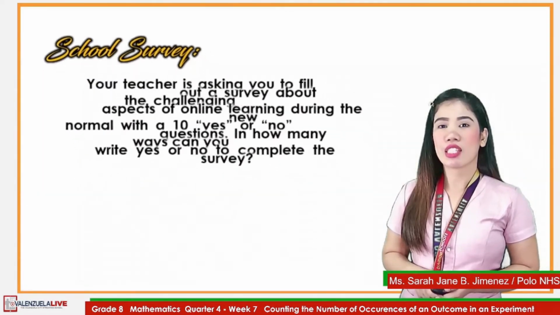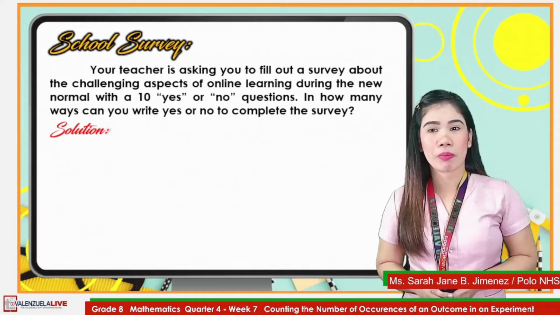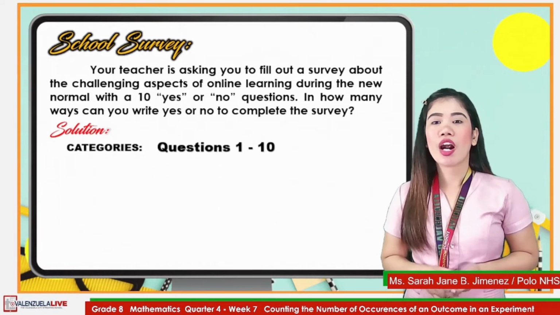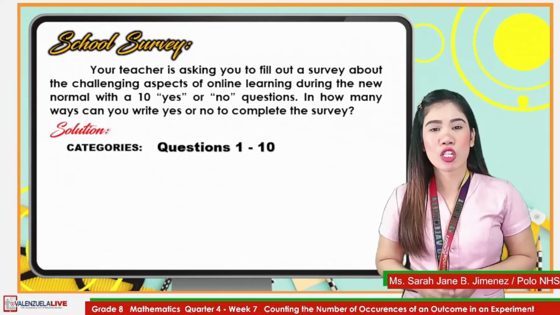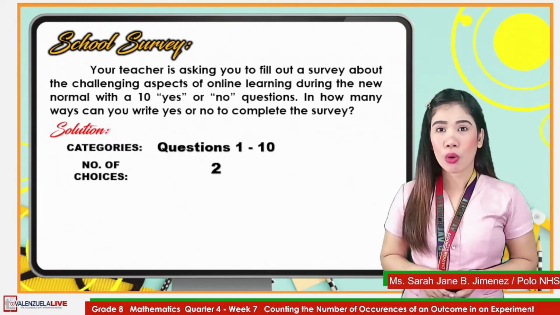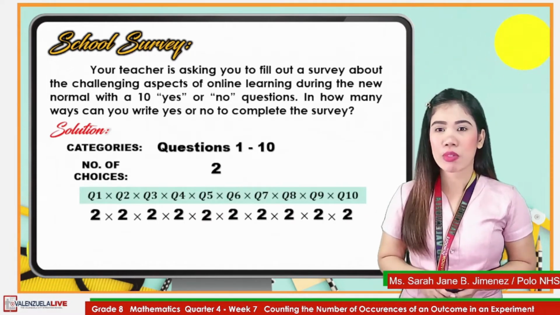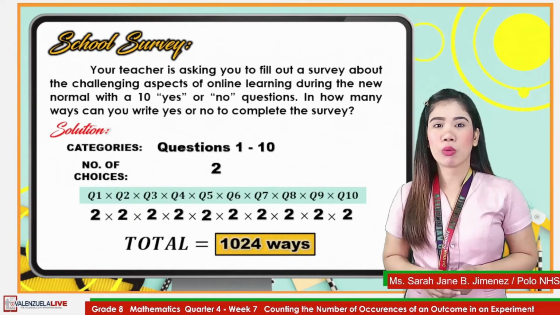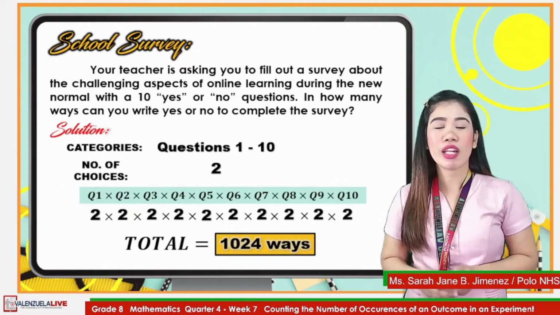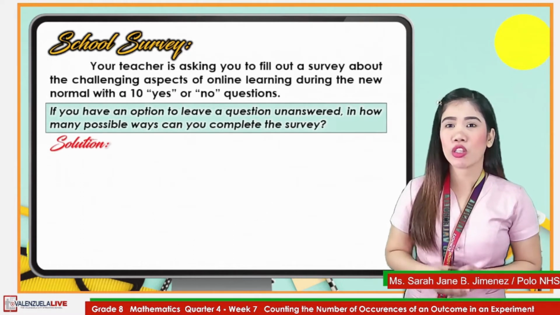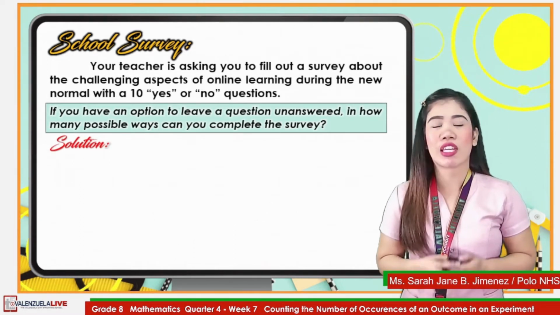There are 10 stages or categories in the problem. These are the questions from 1 to 10. There are 2 choices for each question, yes or no. Therefore, using 2 as a factor 10 times, the total number of possible ways to answer the survey is 1,024 ways. How about if you have an option to leave a question unanswered or leave it as blank?